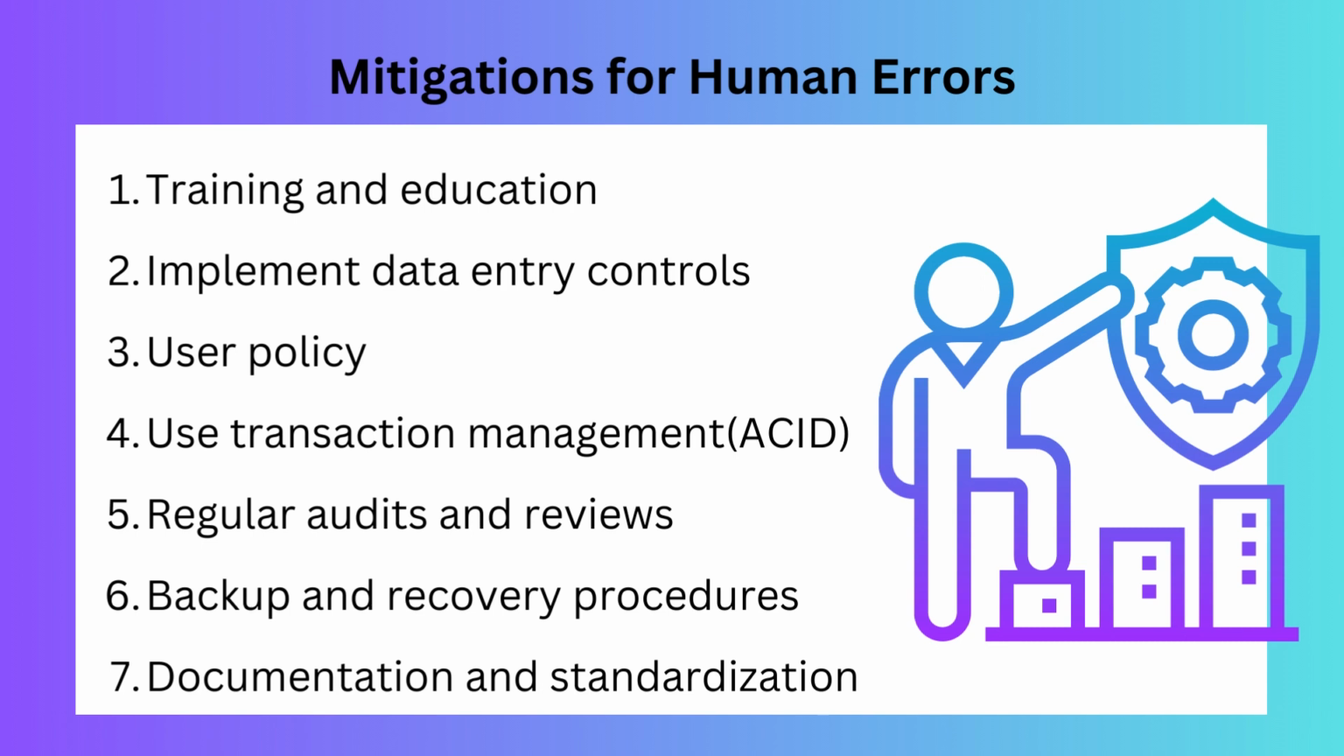The fifth action is regular audits and reviews. Conduct regular audits and reviews of the database to identify inconsistencies or errors. This includes verifying data relationships and constraints and the accuracy of data entered into the database.